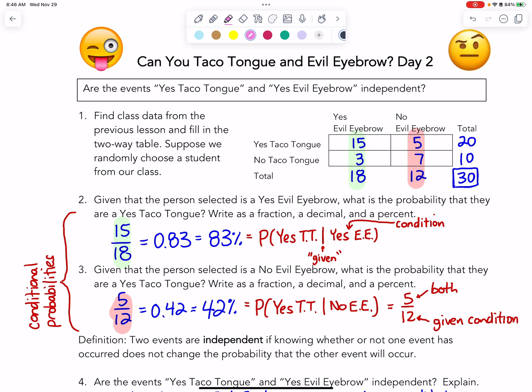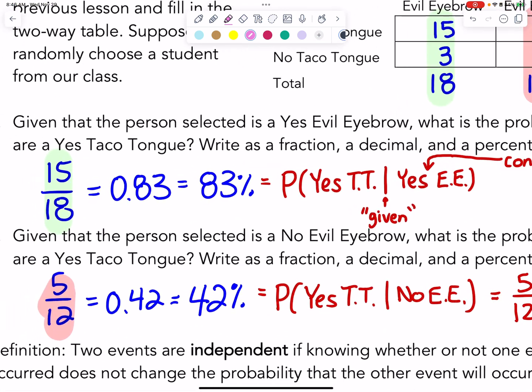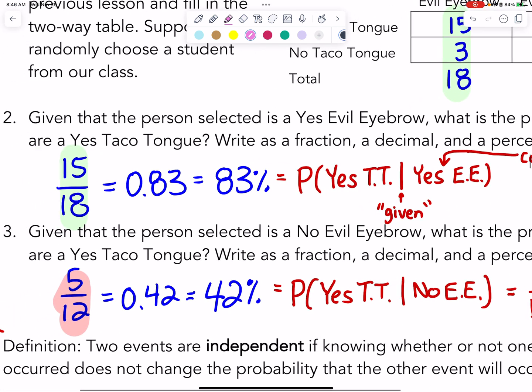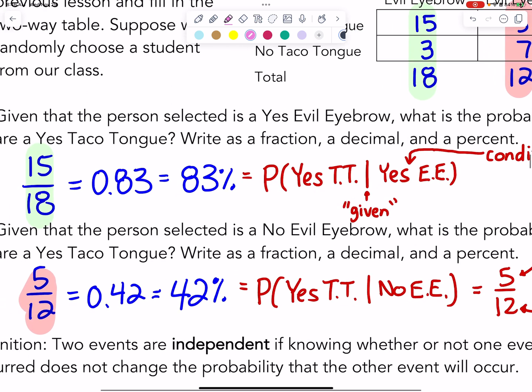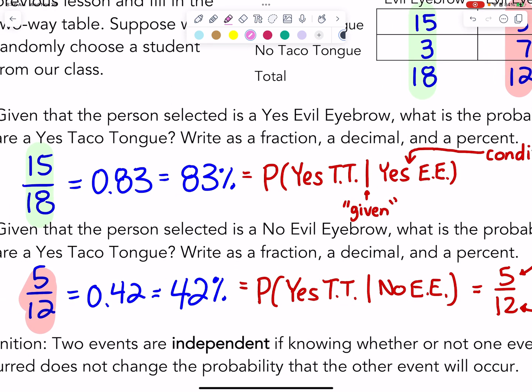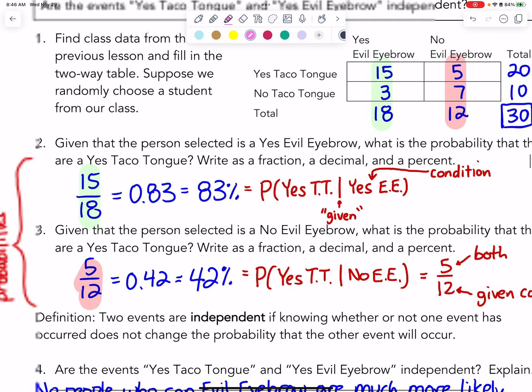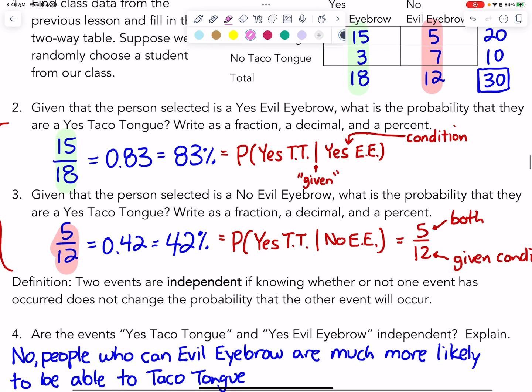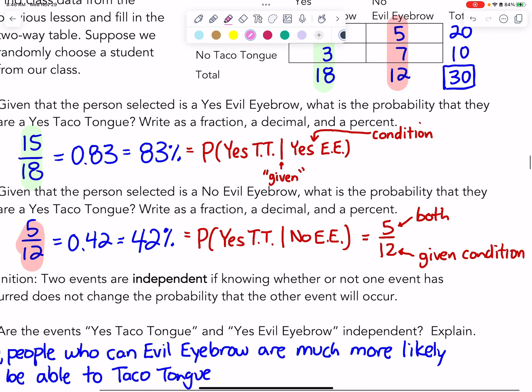If you notice on the red part, this is the way it would be written in probability. The conditional statement says the probability that yes, taco tongue, given, that's what the line means, yes, evil eyebrow. That's the condition, and the condition is the denominator. The second one, number 3, was the probability of yes, taco tongue, given no evil eyebrow. Again, the given means that line, and the condition is no evil eyebrow.